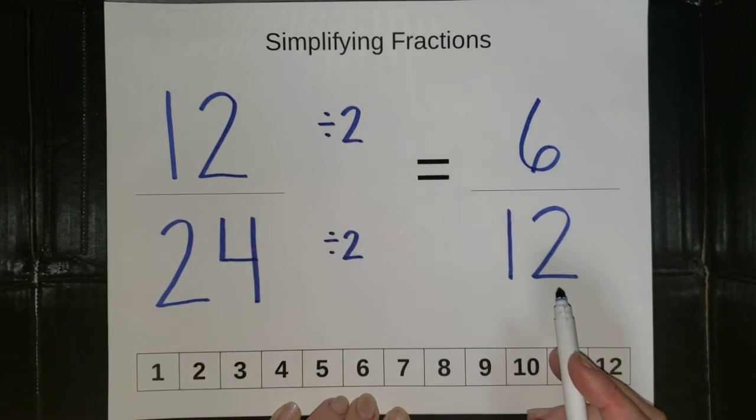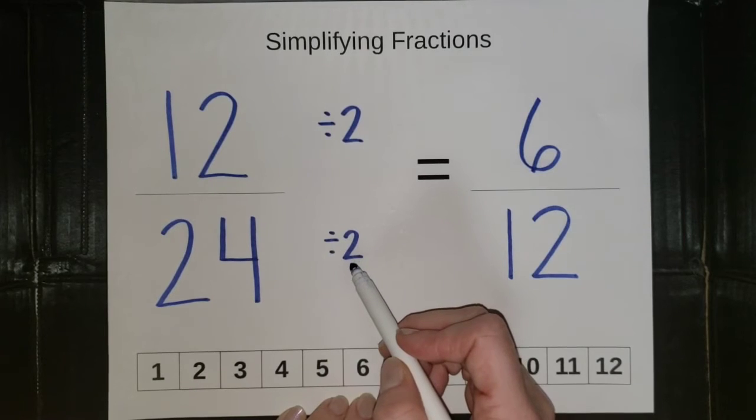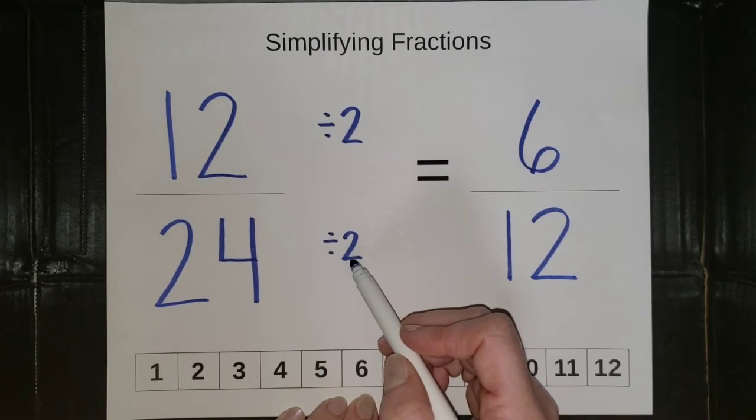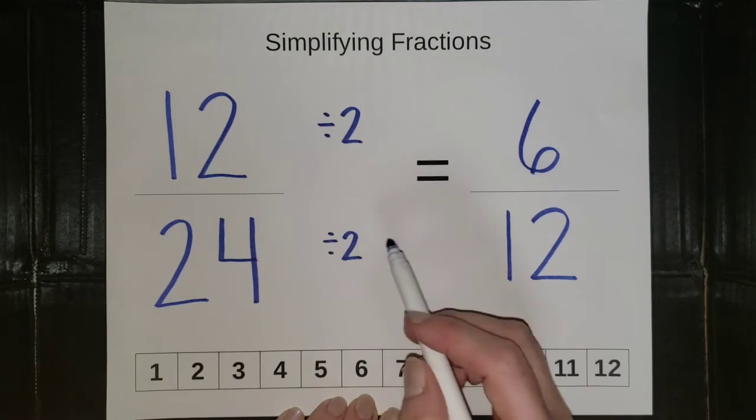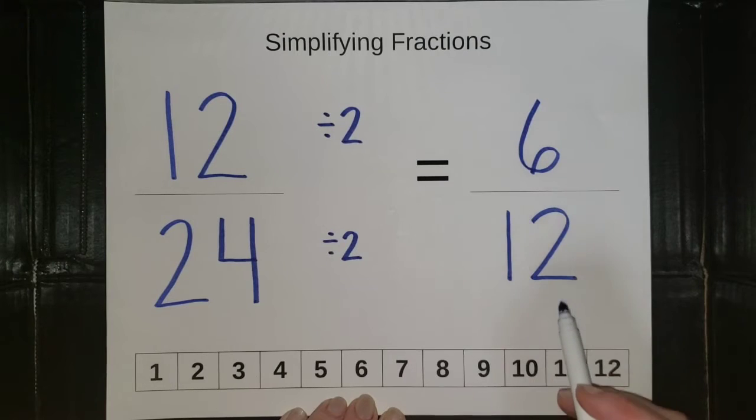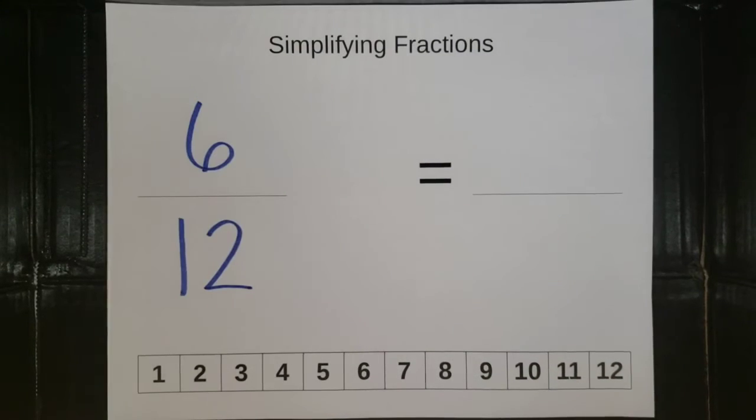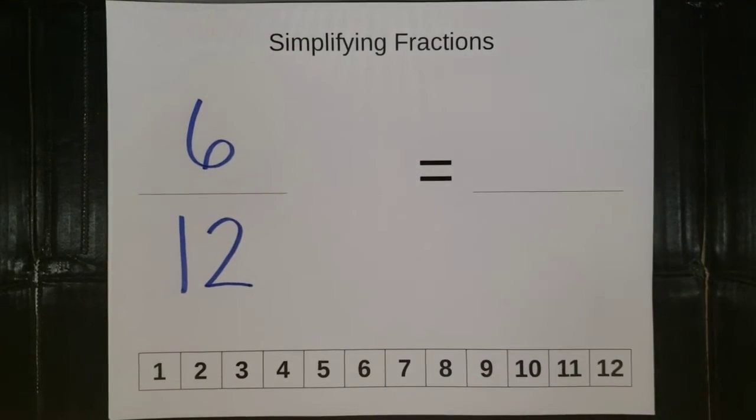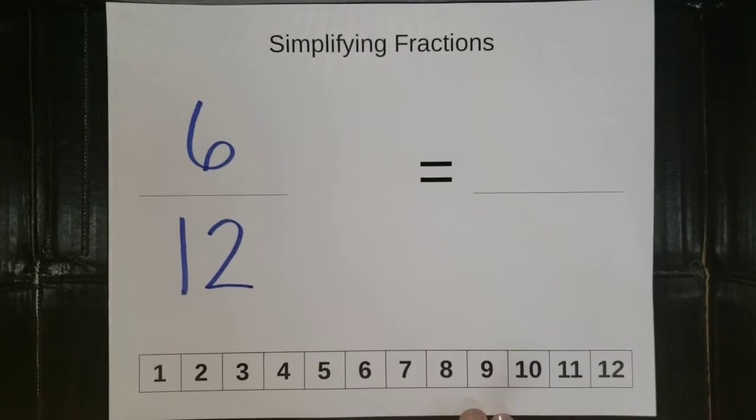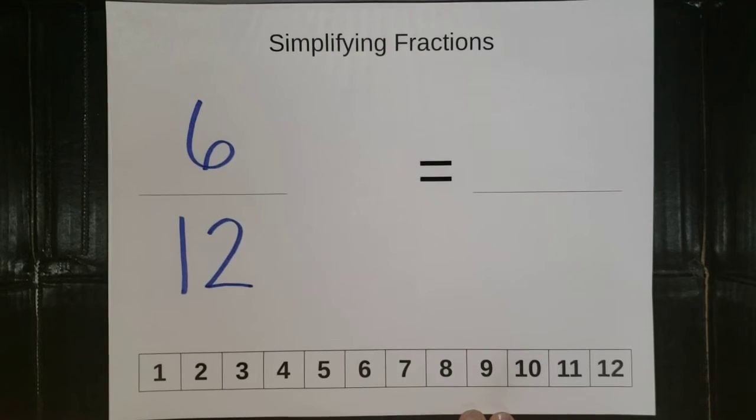Yes, you can. So then that means that you did not divide by the greatest common factor the first time around. So let's continue and reduce 6/12 to its simplest form. Okay, here we have 6/12, and this time let's just make sure that we have the greatest common factor.